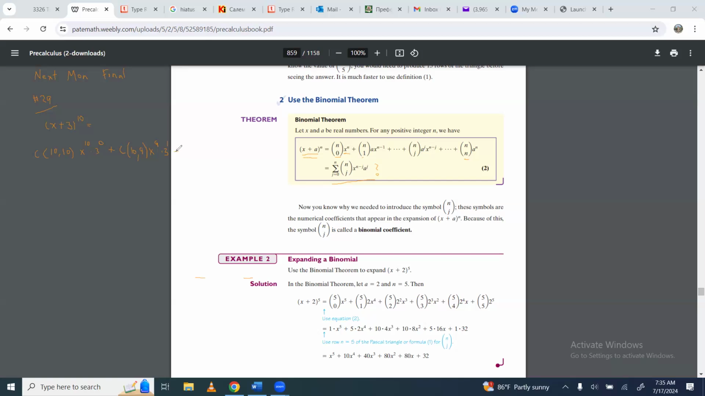So I can put dot, dot, dot. I don't want to write all of these terms, but the one that we need will be with a power of x equal to 6. So if the power of x is 6, then the power of 3 will be 4, right? So what will be the coefficient in front? Well, the coefficient will deal with selecting out of 10, 6.